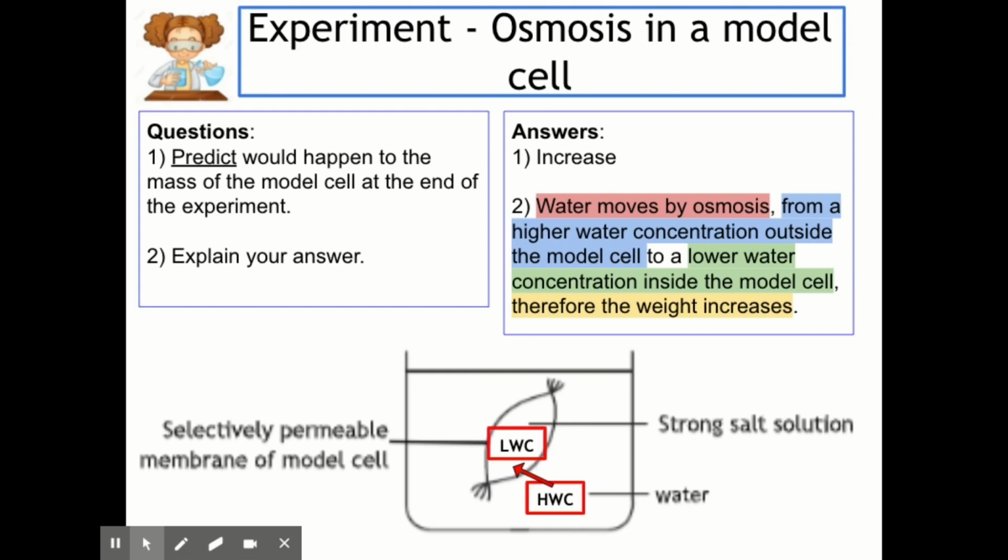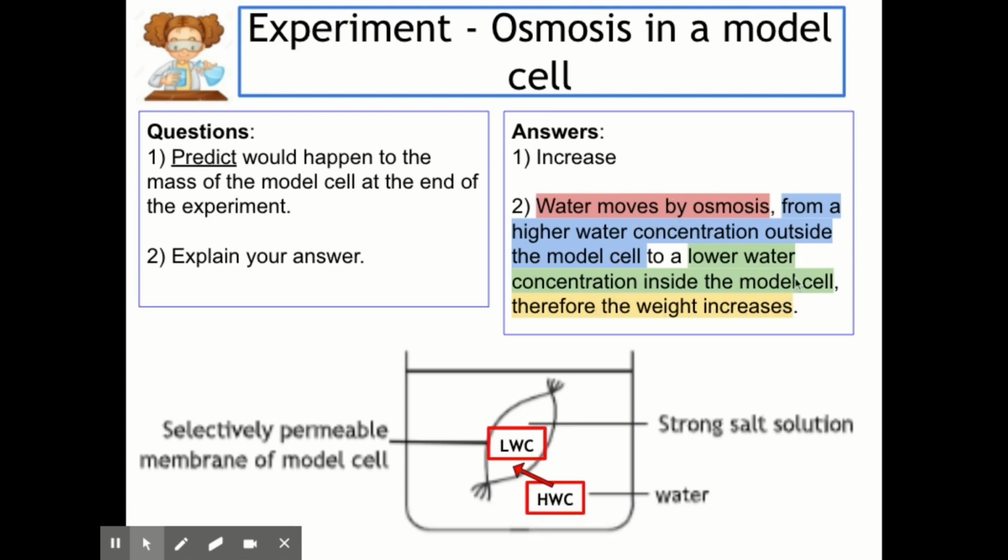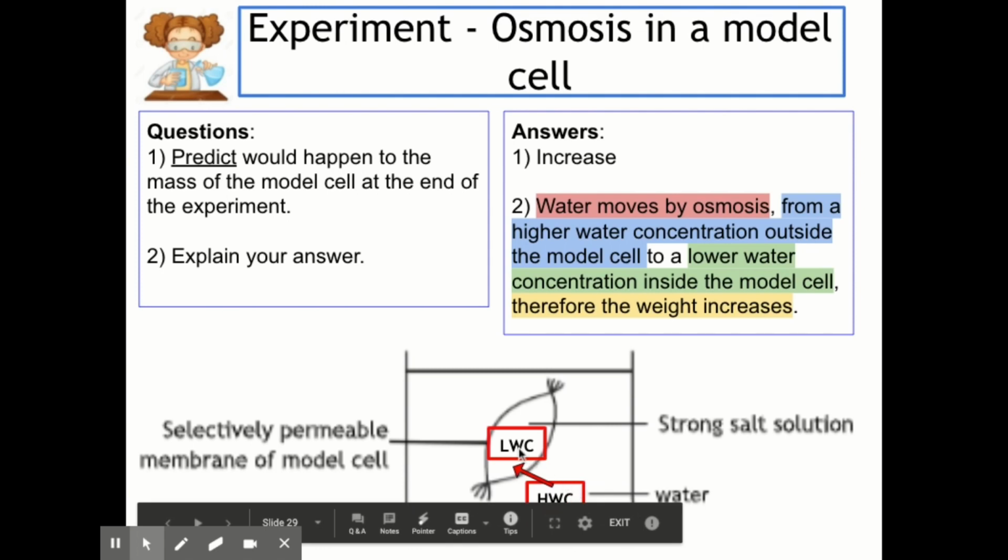Okay? So what we would say here is the water moves by osmosis from a high water concentration outside the cell to a lower water concentration inside the cell. Therefore, the weight increases. So you get 1 mark usually for this bit and 1 mark for saying where the high and low are and the direction the water's going. So you need to mention the fact the water's moving into the cell from the high water concentration outside to the low water concentration inside. So that's really, really important.